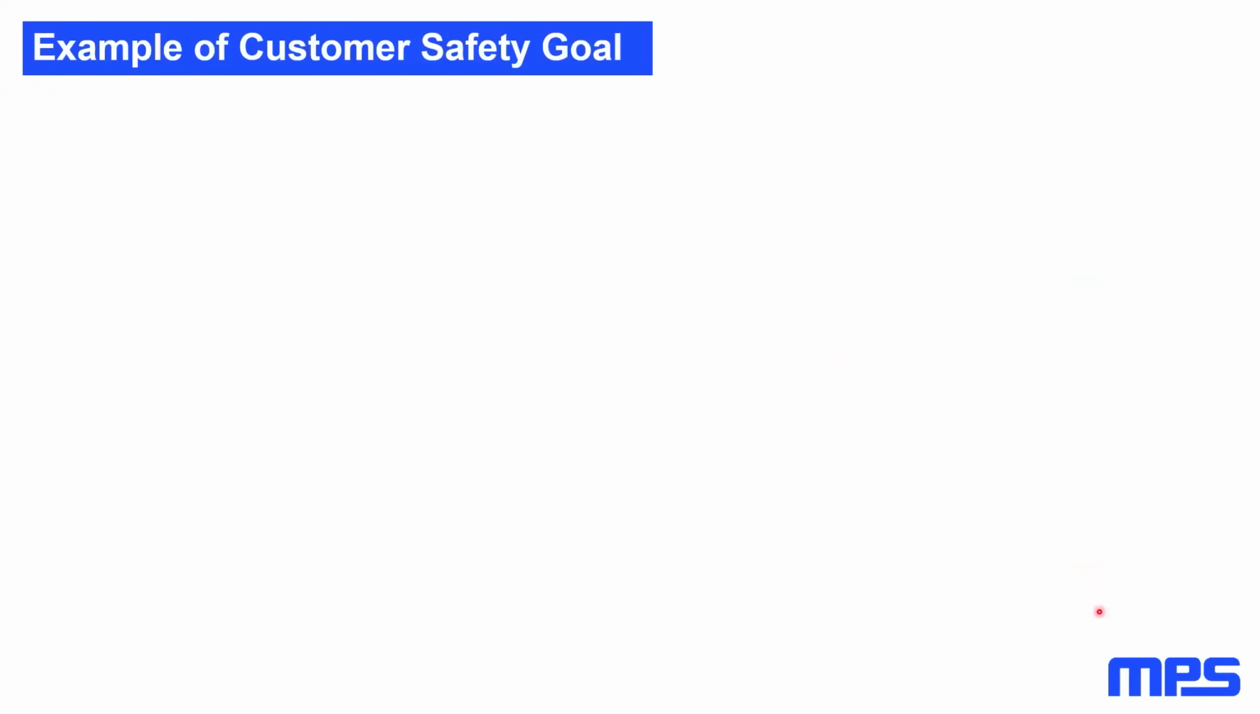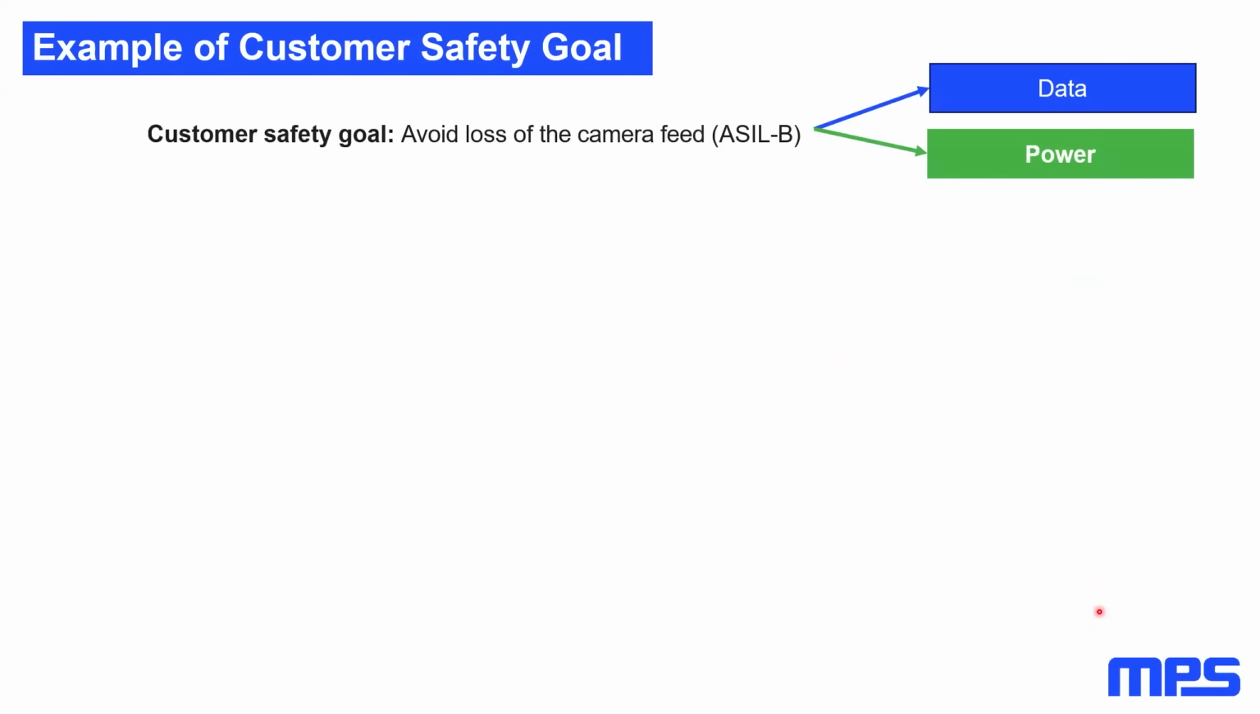The third example I would like to go with is the safety. And the safety starts with a customer safety goal. Here, easy. Our goal is not to lose the feed on the camera. And this is related to two sides. The first one is the data, and the second one is the power. On our side as MPS, we're going to focus more on the power. And the second thing is this safety goal has an ASIL level, which is B, can be C or D. But in this case, we just choose B to make it simple.